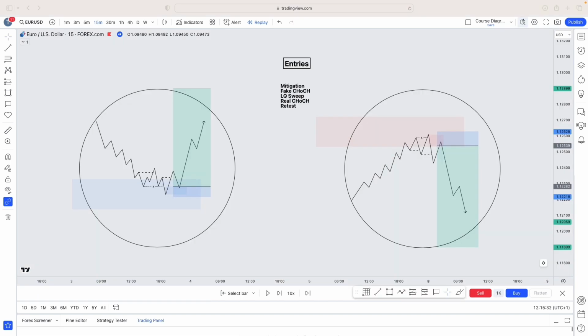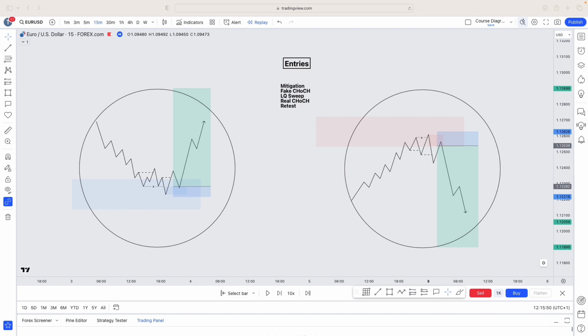So this is the really, really powerful entry model that can be used on the M5, M3 or M1 as your entry time frame. Trust me, when you look to enter using this model, it will definitely increase your win rate by decreasing those unnecessary losses.